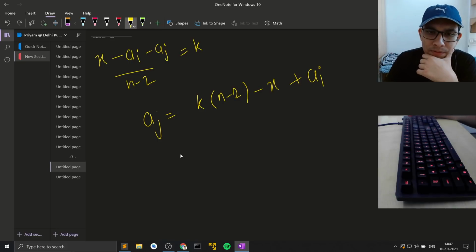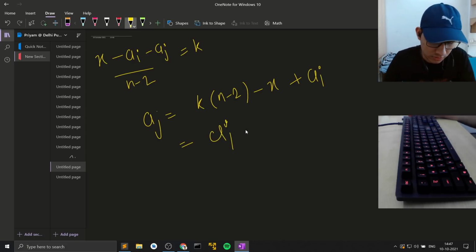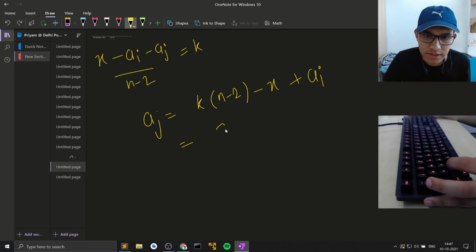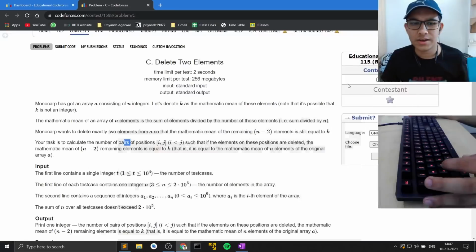So maybe I can store this in a map somewhere, the number of values that look like this. But I also need to take the negative of this value because ai is on this side. So I have x minus ai minus k times n minus 2, right? So this is something that I can store, this is something that I can store. Yeah, I can do this using a map.